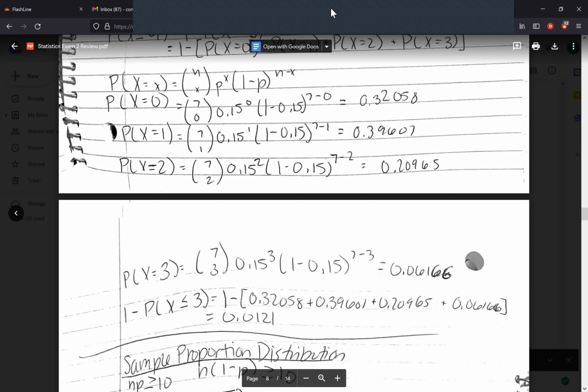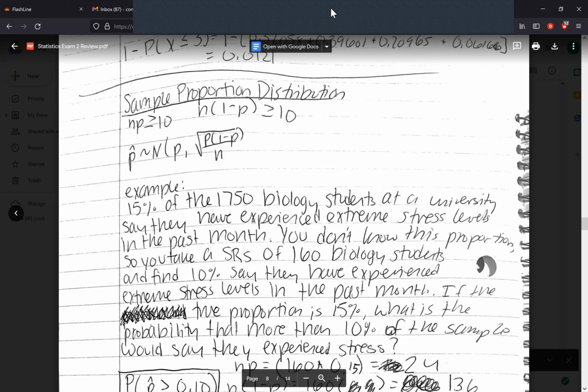The last distribution is the sample proportion. And again, we have 2 conditions. So np has to be greater than or equal to 10, and n times 1 minus p also has to be greater than or equal to 10. And if this is the case, then p hat, which estimates the true proportion p, is normally distributed with a mean of p and a standard deviation of the square root of p times 1 minus p divided by n.